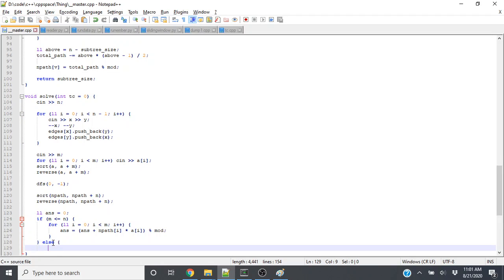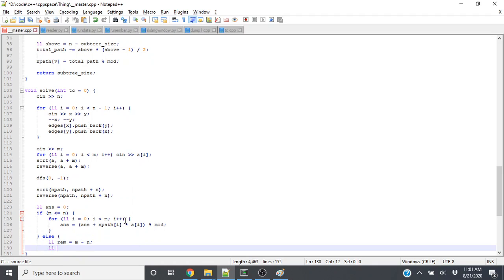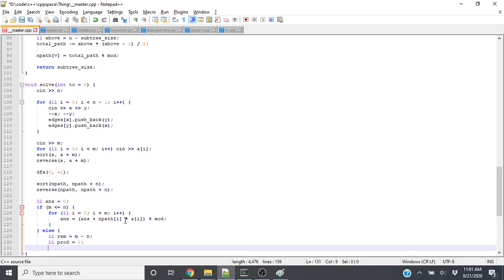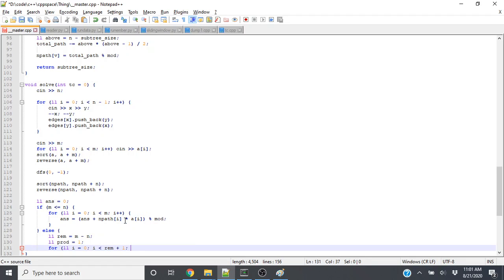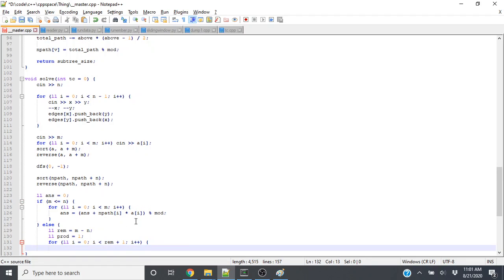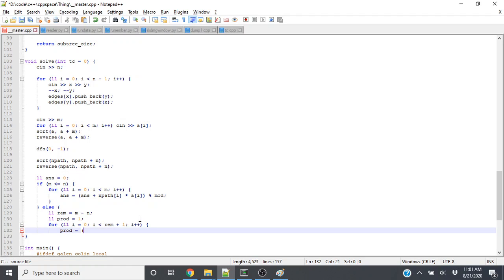Otherwise, lo rem equals m minus n. lo product equals 1. For i less than m plus 1, no, rem plus 1, i plus plus. We're just going to make the first thing as big as possible. prod equals prod times a i mod mod.